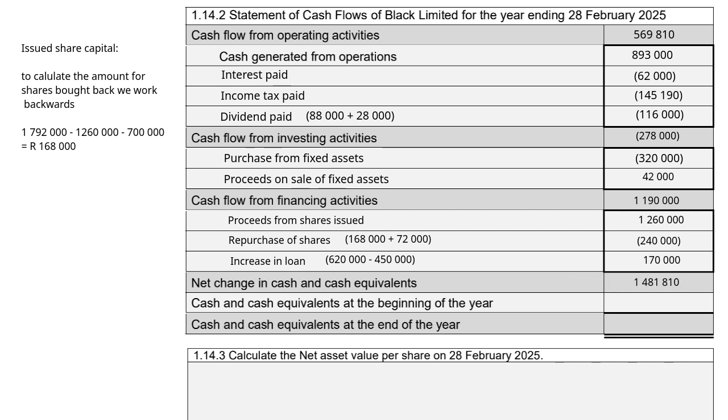Our cash and cash equivalents at the beginning of the year is 572,760 in brackets, and that then gives us our cash and cash equivalents at the end of the year of 909,050 rand.